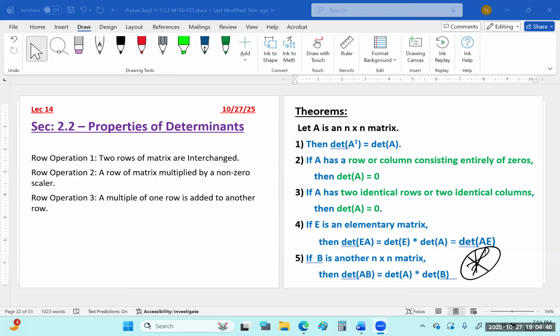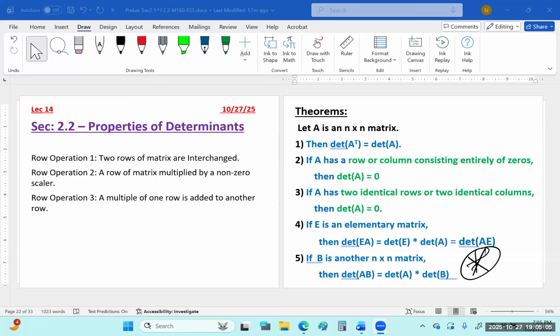So 2.2 talks about properties of determinants. We know what determinants is. Determinants are very important because that tells us whether we have an inverse or not. We'd like to have inverse, so if you don't have an inverse, then you have to use different method to solve instead of using the inverse method.